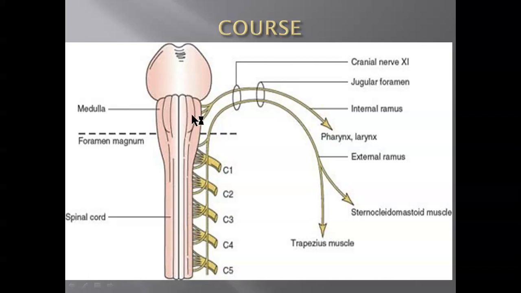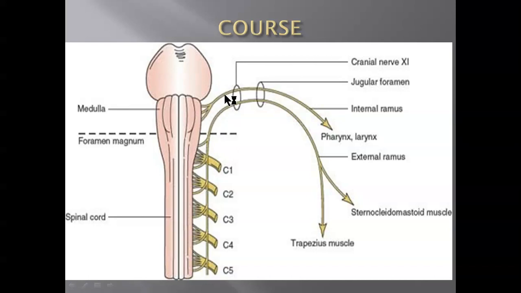The nucleus ambiguus's role is to give innervation through your accessory nerve and the vagus nerve, the cranial nerve 9 and cranial nerve 10, and innervate the muscles of your soft palate, pharynx, and larynx. Also, it gives preganglionic fibers to innervate the postganglionic fibers, going as parasympathetic fibers to innervate your heart.